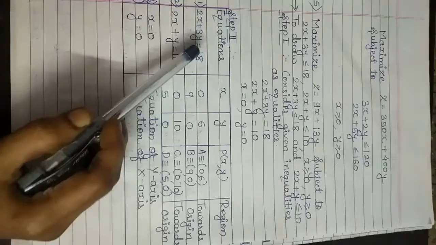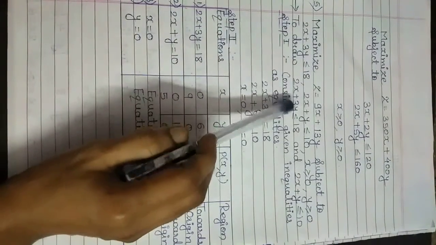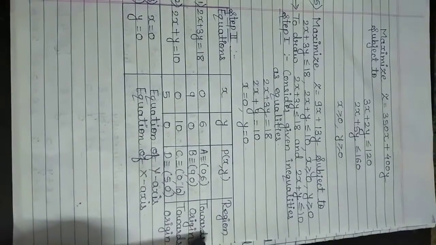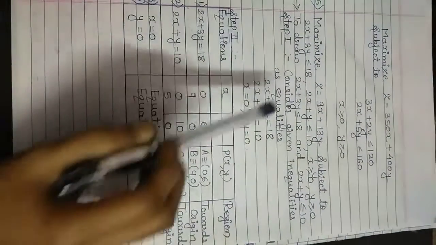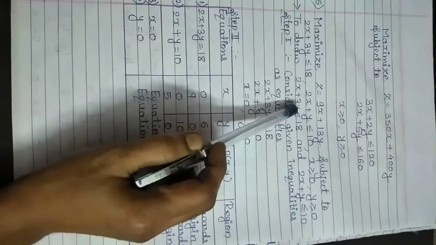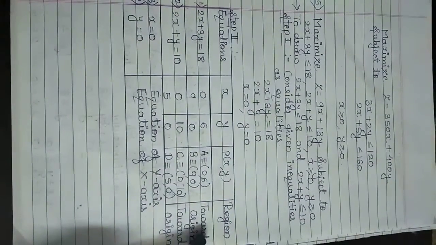Now here, since the inequality is facing towards the constant, the region will be towards the origin. Suppose it is given that the inequality is facing towards the variable, then the region will be away from the origin.